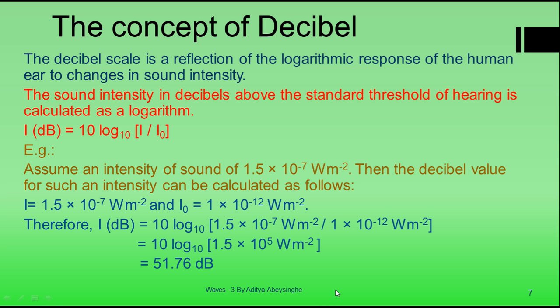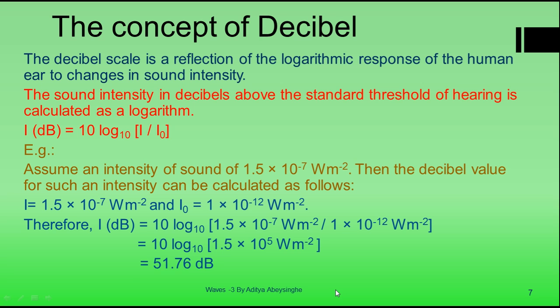So another important thing that I have mentioned here is the concept of decibel. So what is the decibel? The decibel scale is a reflection of the logarithmic response of the human ear to changes in sound intensity. Now you know that sound intensity is very low, so you cannot compare different sounds in the case of minus values.